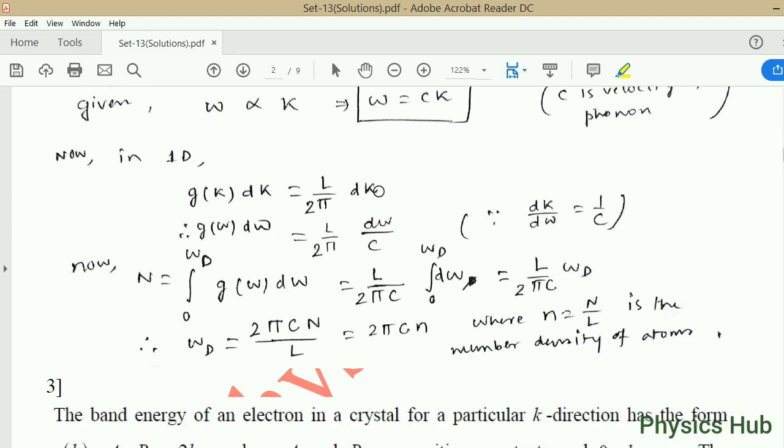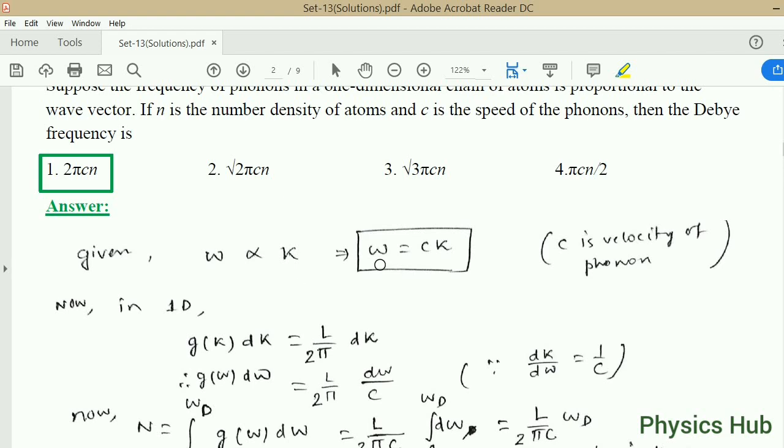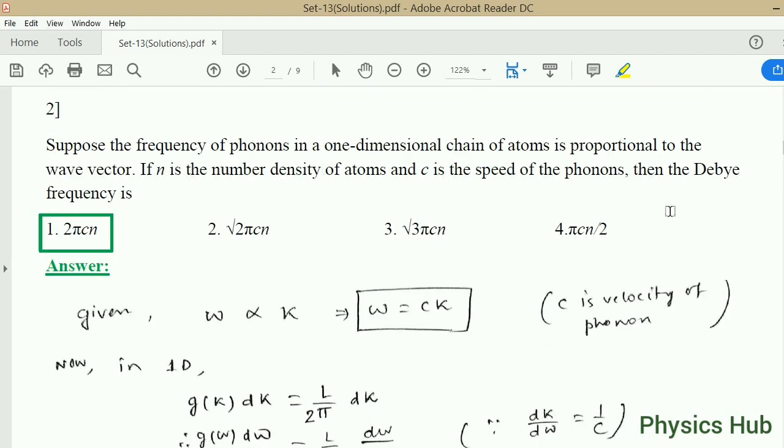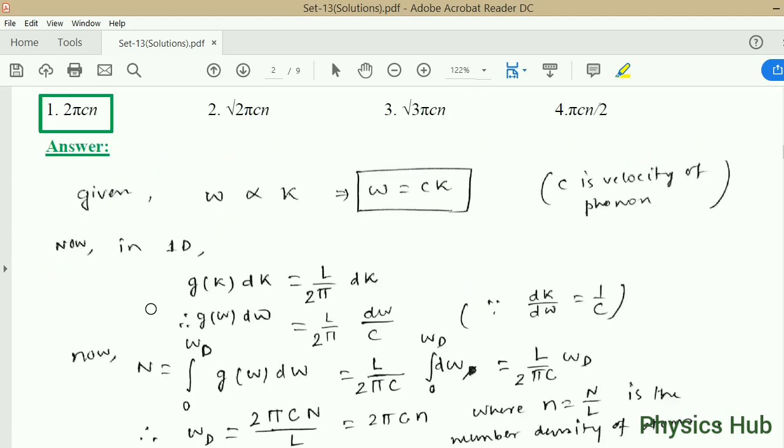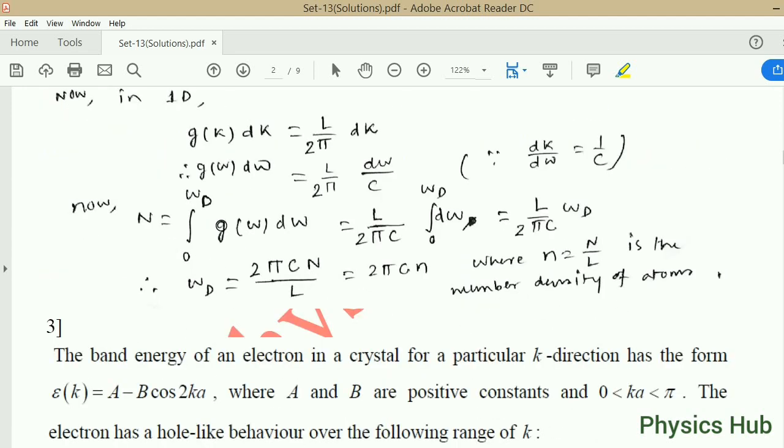We have to write in terms of omega because we have to find the frequency. So g(omega) d omega is L by 2 pi and dk. From the dispersion relation we can write dk as d omega by c. The number of modes is found in the same way: integral from 0 to omega_D of g(omega) d omega, so L by 2 pi c omega_D. So omega_D equals 2 pi c N by L.